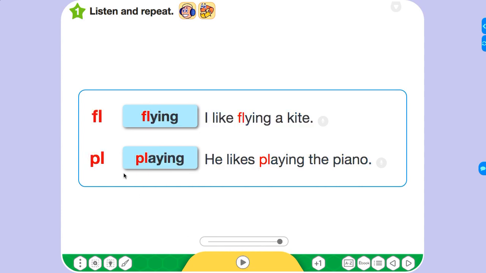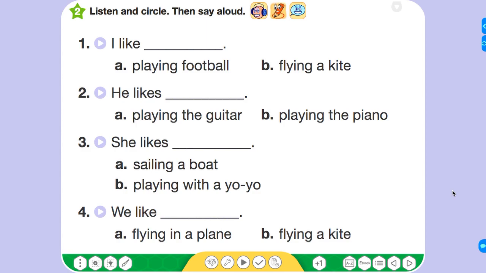Now, listen and repeat. Fl. Flying. I like flying a kite. Pl. Playing. He likes playing the piano. Everyone practice more at home. We move on to activity 2.